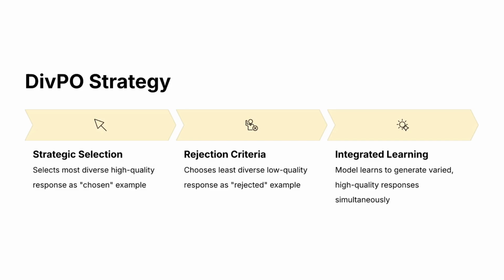quality is also valuable. Then comes the rejection criteria. The system identifies the least diverse low quality responses as the rejected example. This contrast reinforces the signal that narrow, repetitive outputs are undesirable. Through integrated learning, the model absorbs both signals at once, optimizing for human preference and diversity. The result is a model that can produce multiple high-quality outputs that differ in tone, structure, or approach, enriching the overall expressiveness of its generation.